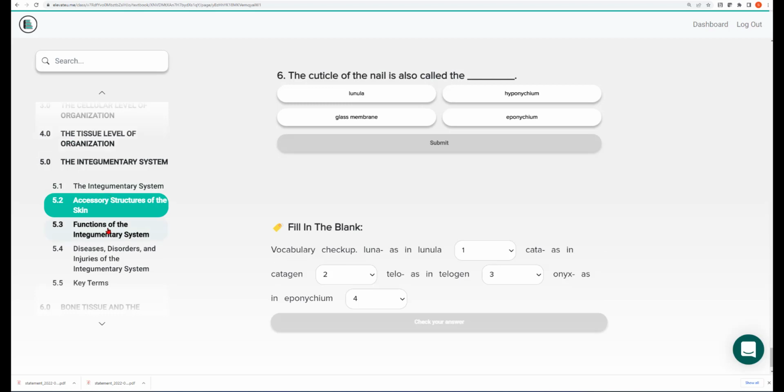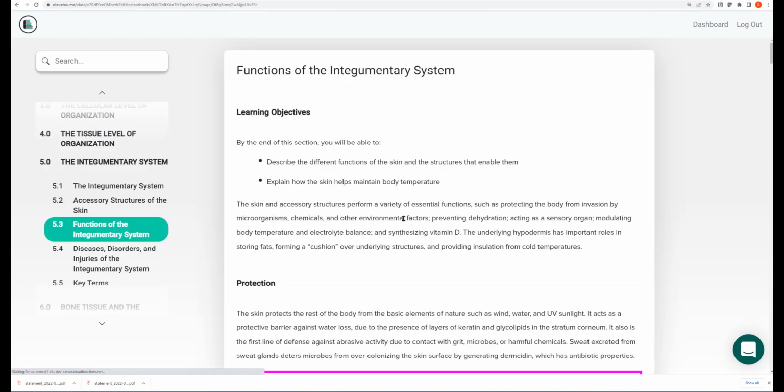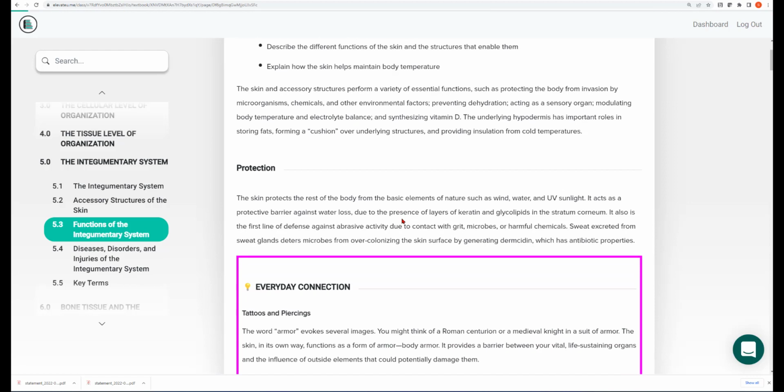Moving on to 5.3, functions of the integumentary system. I think this makes total sense, but there might be a couple of things in here that you haven't thought about related to skin. Number 1, the skin protects us. Clearly, the skin protects us from wind and water, from UV radiation, and acts as a barrier. Those keratin layers in our stratum corneum give our skin a tougher waterproofing component. And we have that sebum that also keeps the surface of our skin moist.